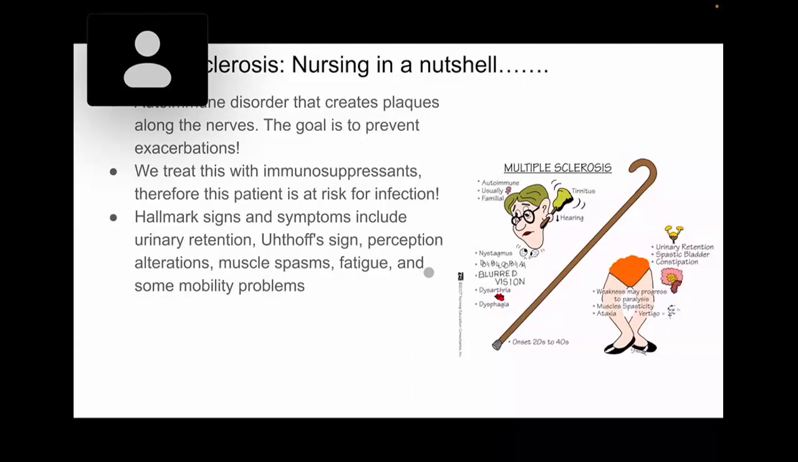So if someone with MS decided to go for a run, after their run they might stop and have really blurry or black vision. Their vision's going to be worse. Okay. Also going to have some perception alterations, especially with their hands and their feet. You'll see muscle spasms, fatigue, and some mobility issues.